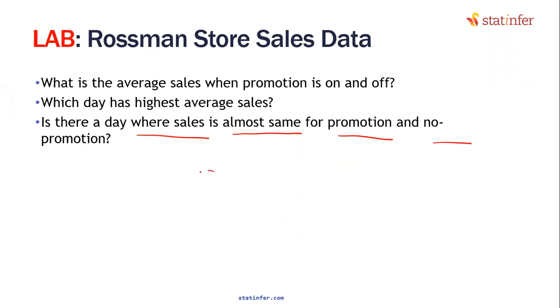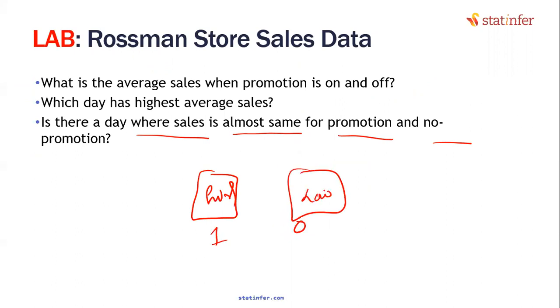Basically what happens is when there is a promotion, sales is high and promotion is 1. When promotion is 0, sales is low. What I want to ask you is, is there a day that is against this pattern? Okay, go ahead. Answer one by one. 1, 2, 3. Write question number, answer. Question number, answer. Question number, answer. Go ahead, all of you.